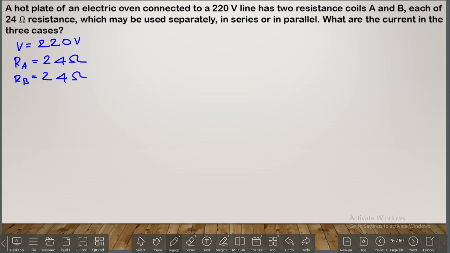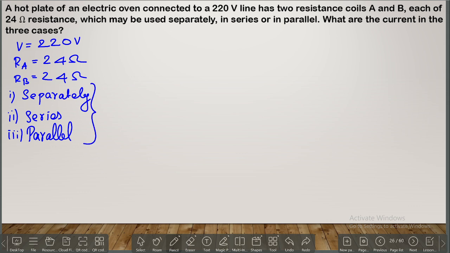Clear? Which may be used separately. In the first case, what they are saying means these two resistors can be used separately, or in a series, or in a parallel. Clear? The two coils can be joined in three different manners. One, it can be used separately, one in a form of series, and one in a form of parallel.